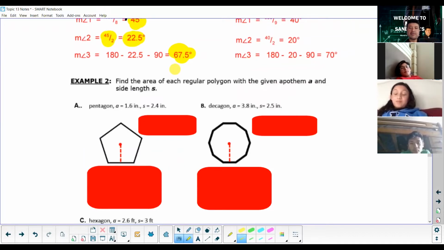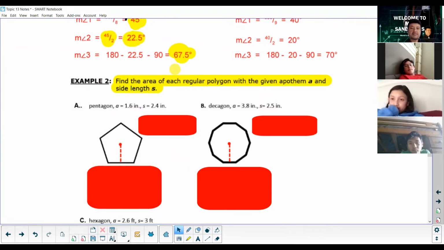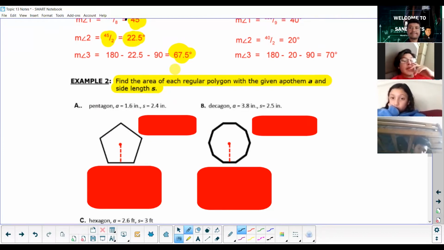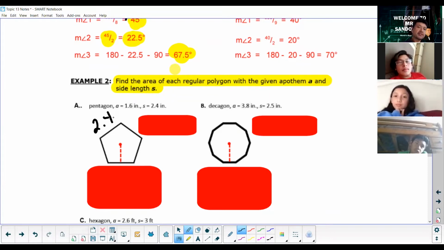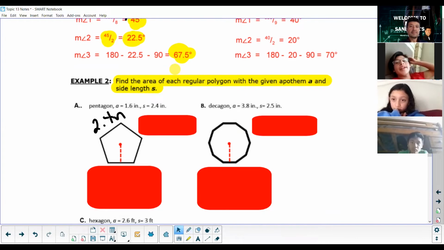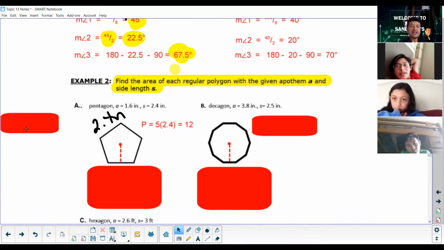What is this? Read the directions. Find the area of each regular polygon with apothem A and side length S. All right, excellent. Okay, so walk me through this. How would I solve this one on A? What does S mean? S means side length. So it's saying that S is 2.4 inches. So you do 2.4 times 5. Oh, excellent. So you see how it says P right there? So remember, P stands for perimeter. So as a benefit, you'll discover that P is 12.